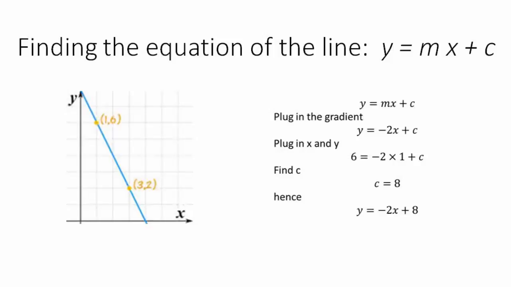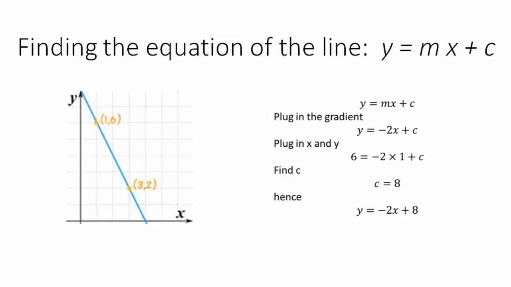So I'm going to begin with y = mx + c, and I'm going to substitute m for -2 because, as we already worked out on the previous slide, the gradient is -2. That gives me y = -2x + c.